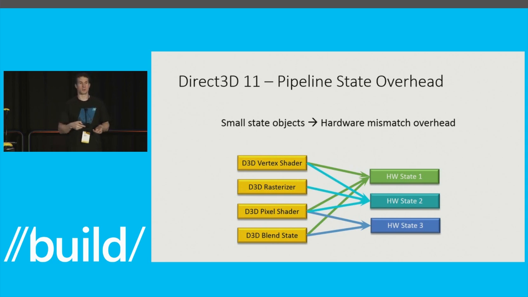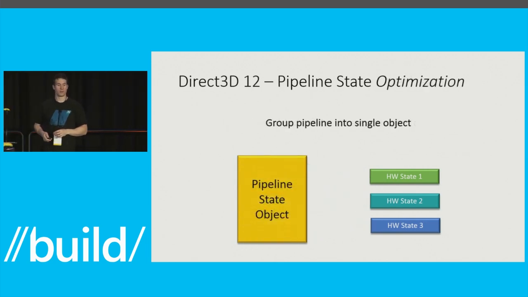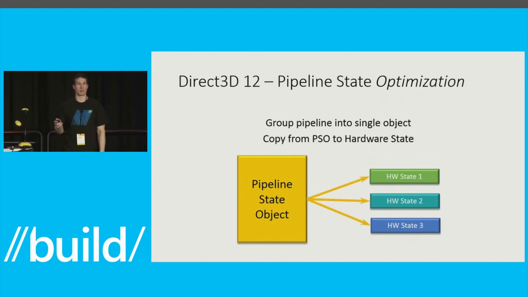And in fact, we know this is true because a lot of drivers cache the pipeline states and do hash lookups to pull the combined pipeline state out of their internal driver cache. So the 12 model is we group them all together. And instead of doing this deferred tracking and finally resolving the state at draw time, 12 just, when you set a pipeline state object, the driver knows exactly what hardware state to emit.